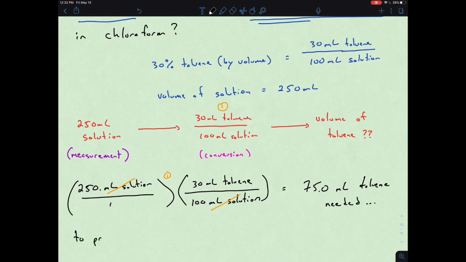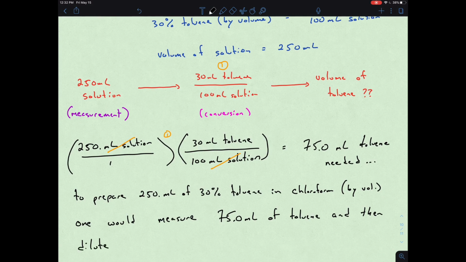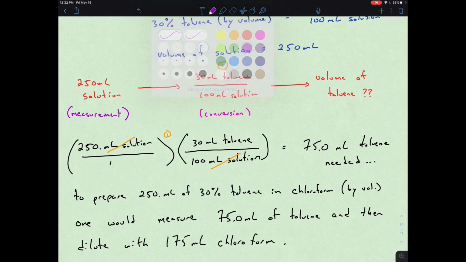So to prepare 250 milliliters of 30% toluene in chloroform, again by volume, one would measure 75 milliliters of toluene and then dilute with the remainder, the 175 milliliters of chloroform. And so that is our answer.